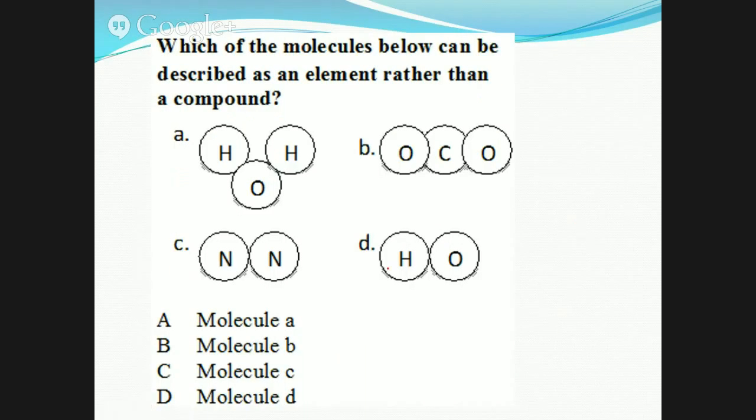Which of the molecules below can be described as an element rather than a compound? Remember, the definition of a compound: 2 or more elements. So let's count. Does water have 2 or more elements? Yes, it has H and O. Does carbon dioxide have 2 or more elements? Yes, it has C and O. Does hydrogen peroxide have 2 or more elements? Yes. So this is the only one that would be considered not a compound.